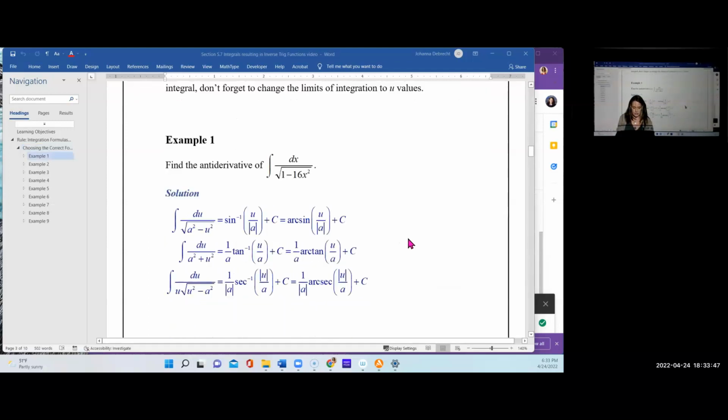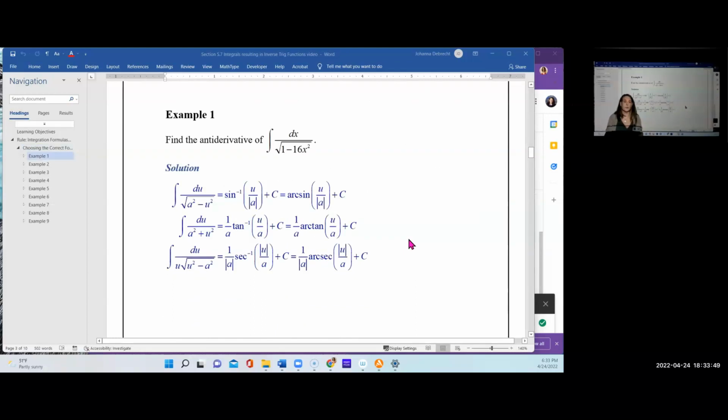Now let's take a look at example 1 and see how we can apply the pattern matching process. Our original integral is the integral of dx over the radical of 1 minus 16x squared. When we look at the three formulas that we have on the left side, we notice that we have a radical and a difference, which tells us it either is arcsine or arcsecant, one of the inverse trig functions.